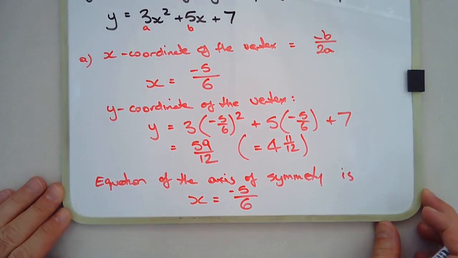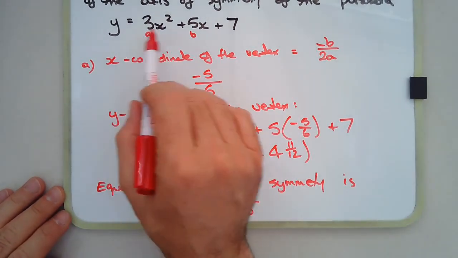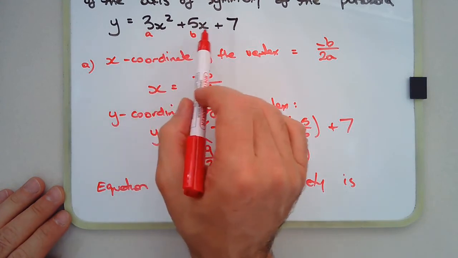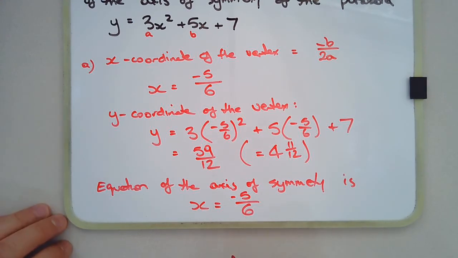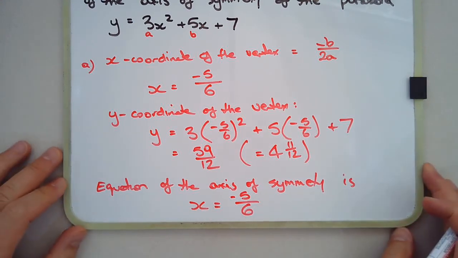Now, I'll invite you to graph this for yourself. Graph this equation here, 3x² plus 5x plus 7. And you can also graph x equals negative 5 on 6. You can find the vertex easily enough using technology, and you can prove this for yourself.